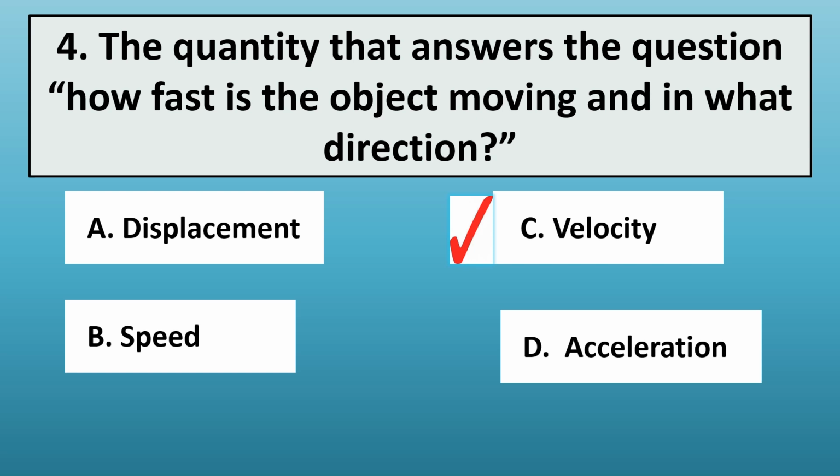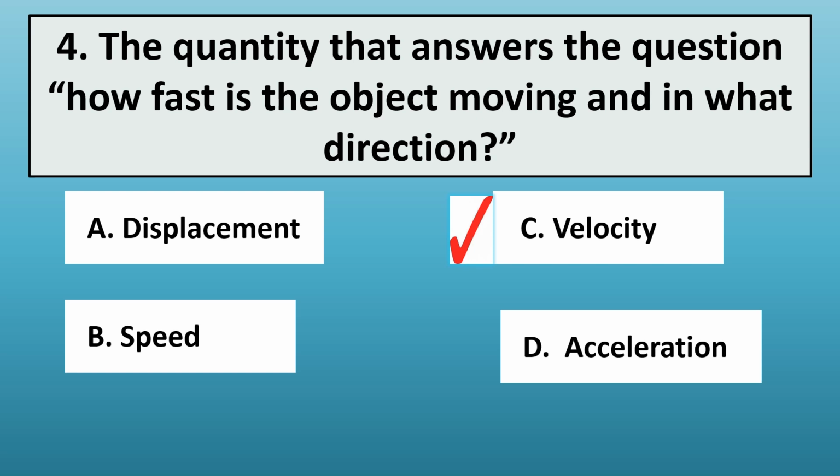Those who answered letter B, we cannot consider letter B because it only answers the question how fast, and you are not in any way particular about where the object is headed or where the object is moving to. Okay, the best answer is velocity, because velocity, as we all probably know, is a description of the speed of a body in a specific direction.